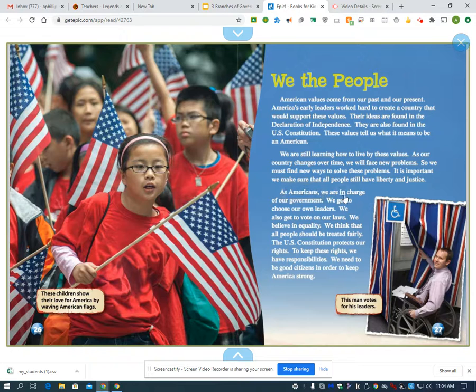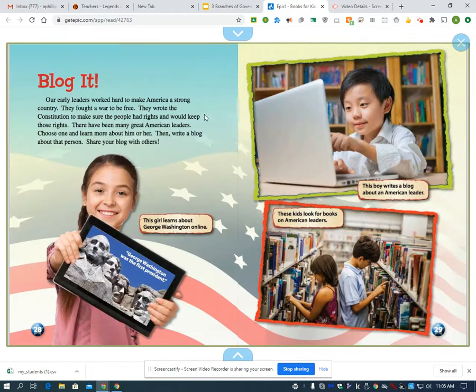As Americans, we are in charge of our government. We get to choose our own leaders. We also get to vote on our laws. We believe in equality. We think that all people should be treated fairly. The United States Constitution protects our rights. To keep these rights, we have responsibilities. We need to be good citizens in order to keep America strong.